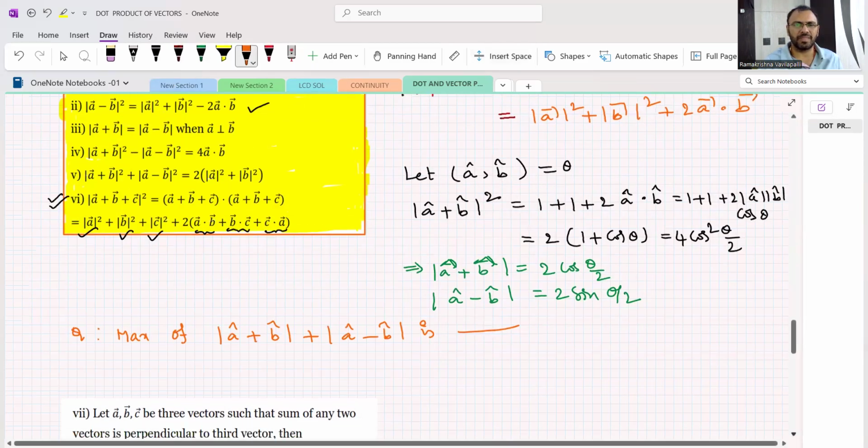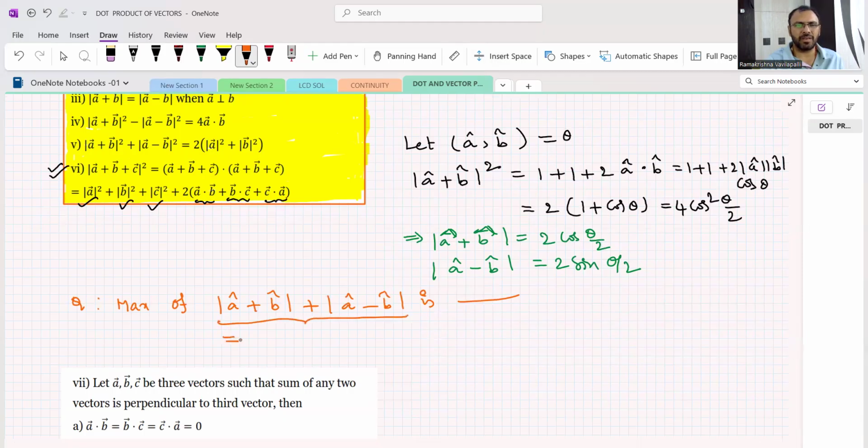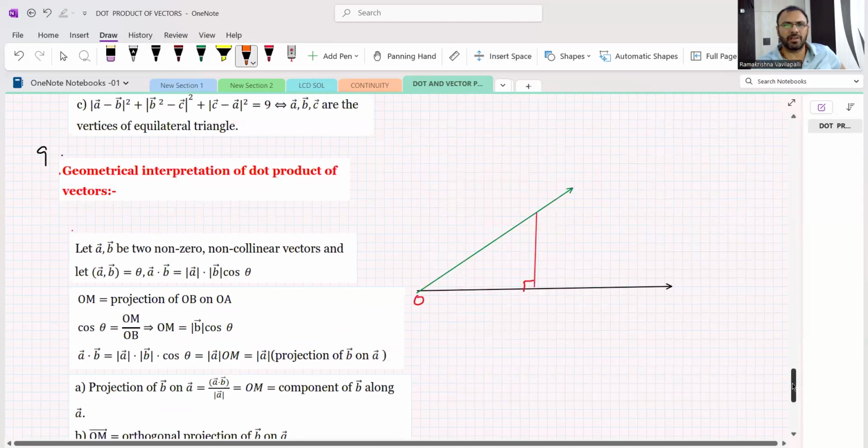Very simple. This expression is equal to this expression. This is nothing but 2 into cos theta by 2 plus sin theta by 2. Isn't it? The range of A cos theta plus B sin theta plus C is C minus under root A square plus B square, C plus under root A square plus B square. So it is less than or equal to 2 into root over 1 plus 1, that is root 2. So the maximum of this expression is root 2.